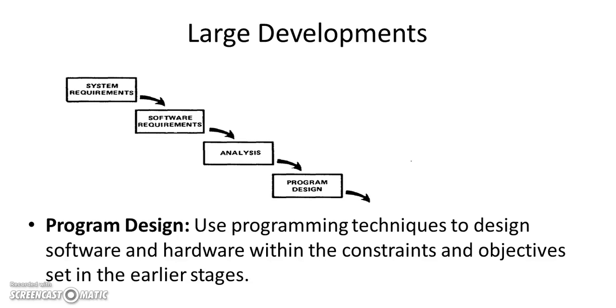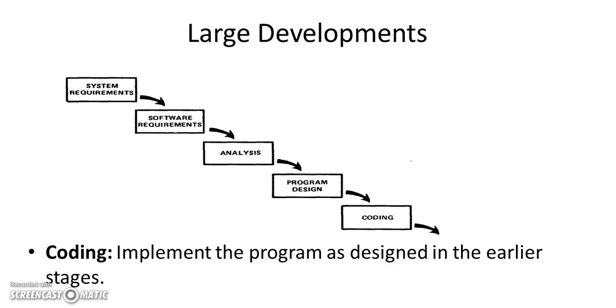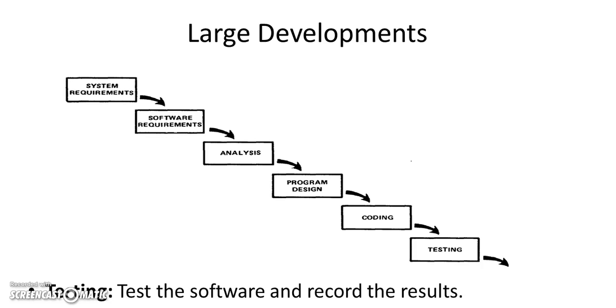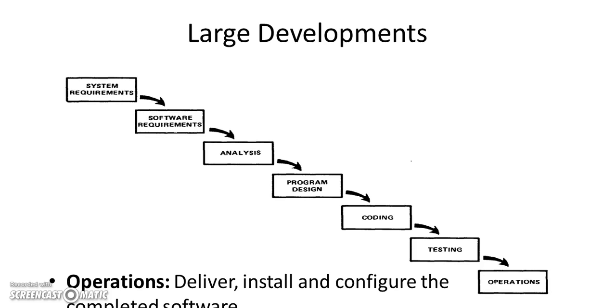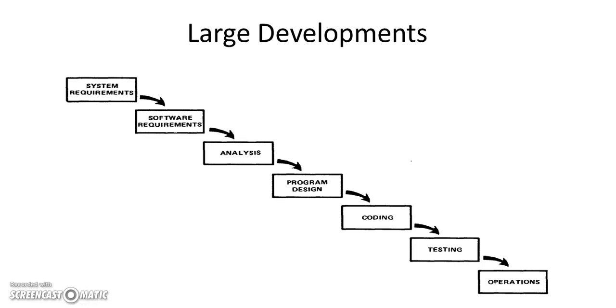Then the program design is to use programming and design methodologies to describe in detail everything that we've created up till now, and typically diagrammatically using pictures as part of that design and pseudocode. Coding is to implement the design from the previous stage. Testing is to test all the possible inputs that the user could create, or all the possible ways that the code could be run to see if it's robust. And operations is to install and configure the completed system.